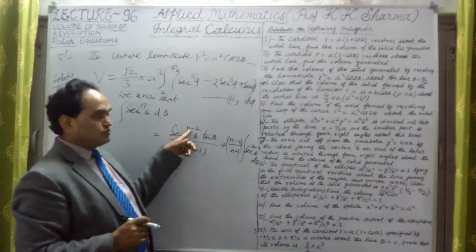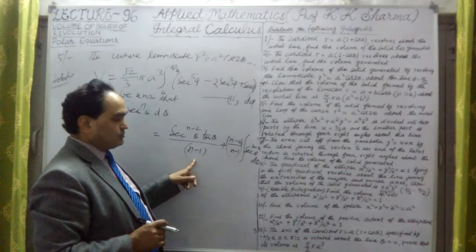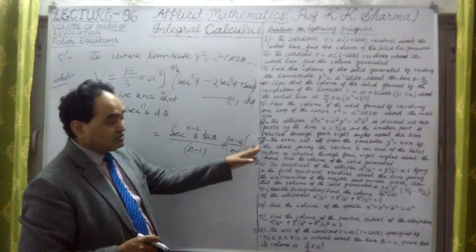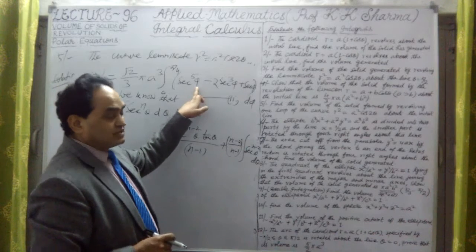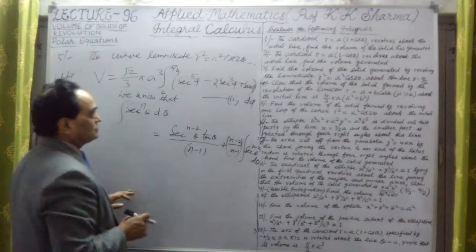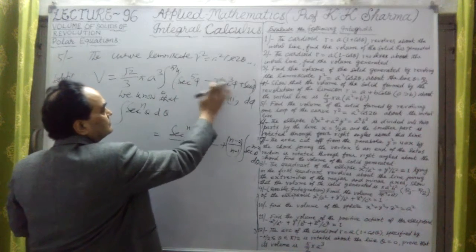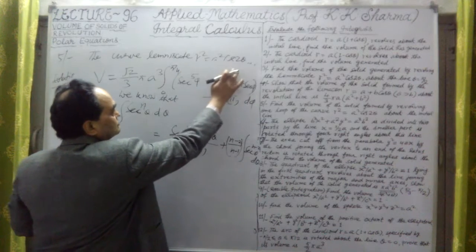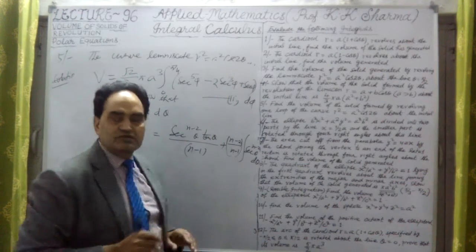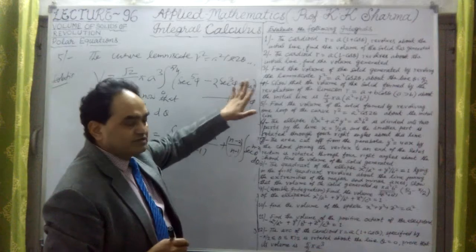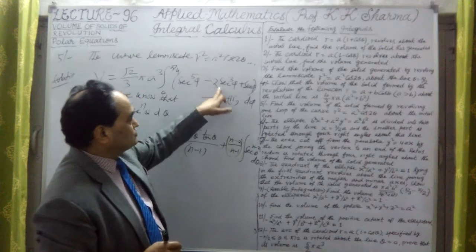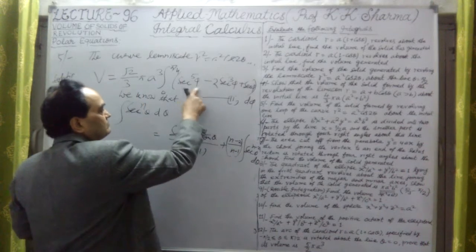Secⁿ⁻²θ tanθ upon n minus 1, plus (n minus 2) upon (n minus 1) times the integral of secⁿ⁻²θ dθ. So for sec⁵ and sec³, these two formulae we have to apply here. Let me write these as three integrals: integral 1, second and 3. Now secφ can be integrated; we know this is log|secφ + tanφ|. But sec³φ is converted like this, minus 2 times this. But sec⁵φ, let me first integrate.